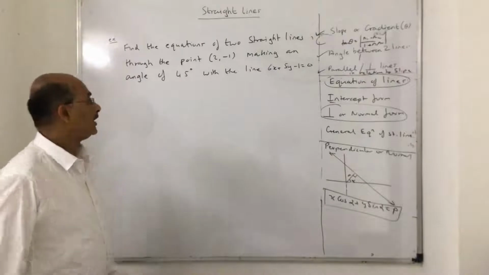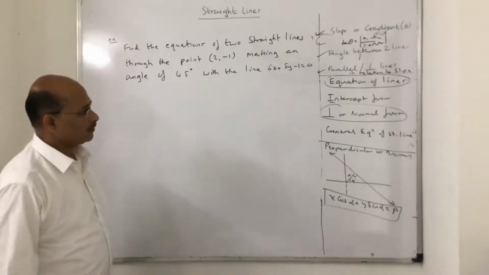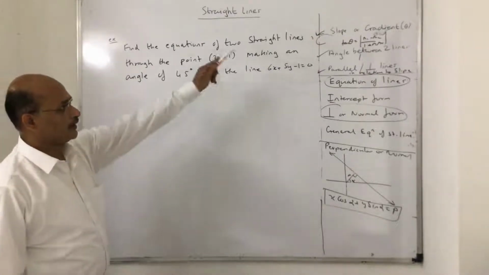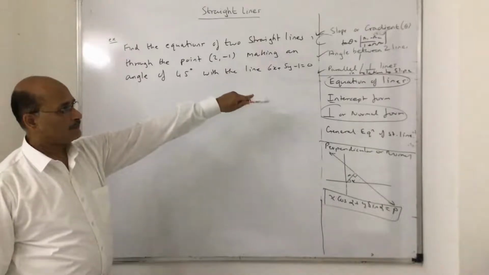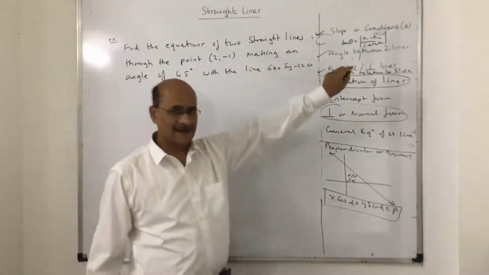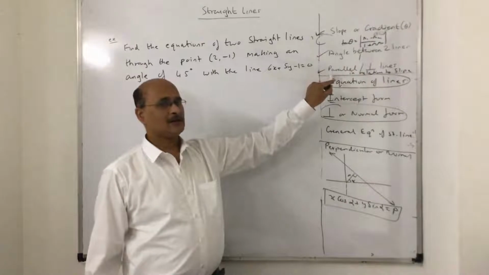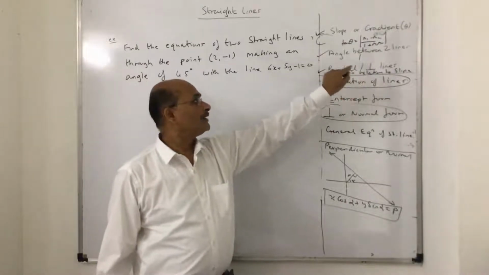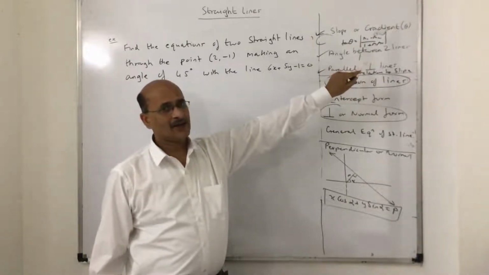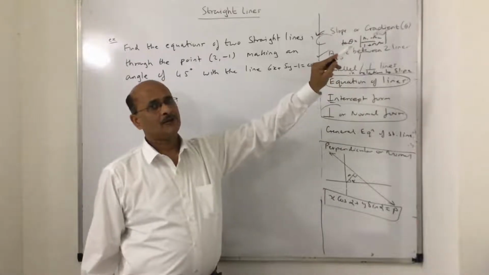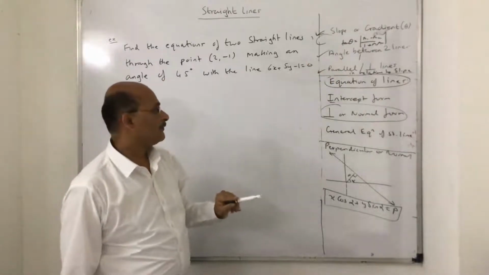Okay, hi children. I think the next question is displayed now. Remember, we have done slope, gradient, angle between two lines, parallel or perpendicular lines. We had seen when two lines are parallel, the slopes are equal. For perpendicular lines, and the angle between two lines is tan theta equals modulus of (m1 minus m2) upon (1 plus m1 m2).